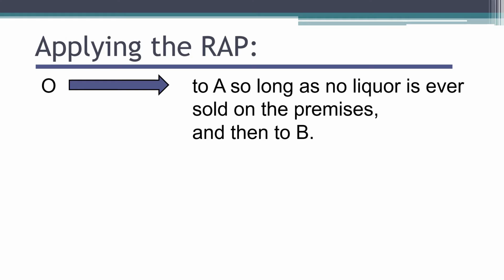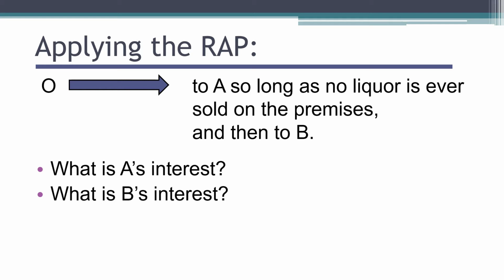The first one says to A, so long as no liquor is ever sold on the premises, and then to B. Obviously, we have a present interest in A here and a future interest in B. What is A's interest? Well, based on the analysis that we covered in previous videos, we'd say that A has a fee simple subject to executory interest, and B's interest is, of course, an executory interest. Now remember, when we're talking about executory interests, we test the application of the rule against perpetuities by saying when will that future interest, that executory interest, vest in possession? When will it become possessory?